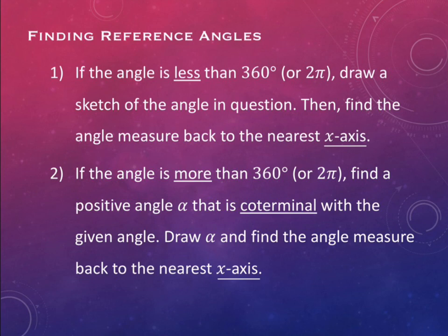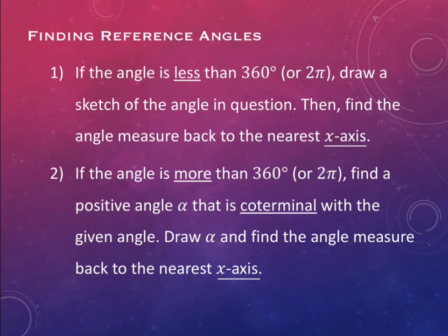Well, it means that we're going to have to go with, okay, coterminal. So if it's more than 360, we subtract 360, and we do it again and again until we have a number that's less than 360. Or if it's in radians, right, like 2 pi's, we subtract 2 pi, and we do it again and again and again until we have a value that works.